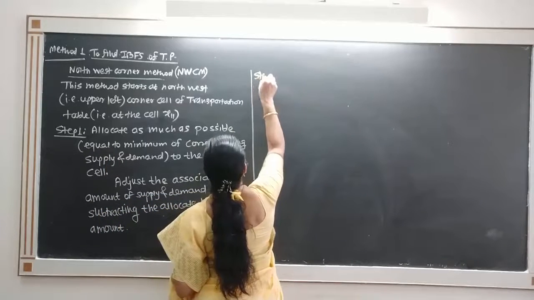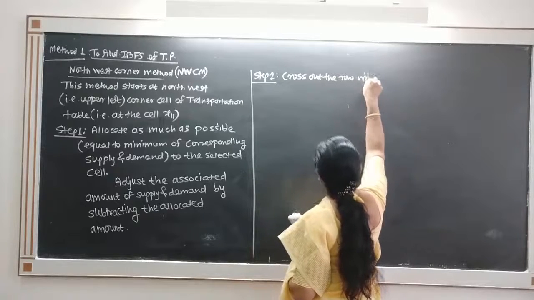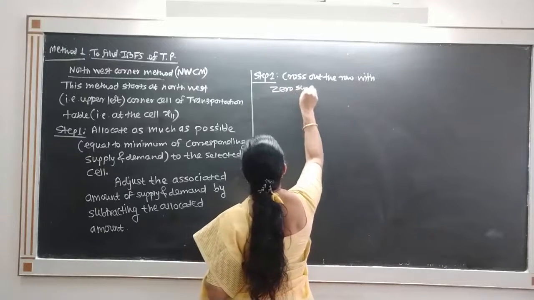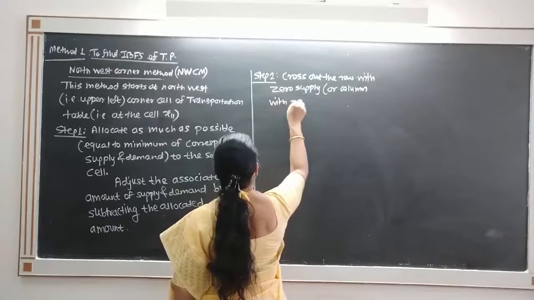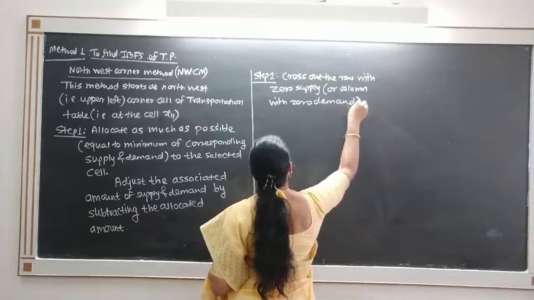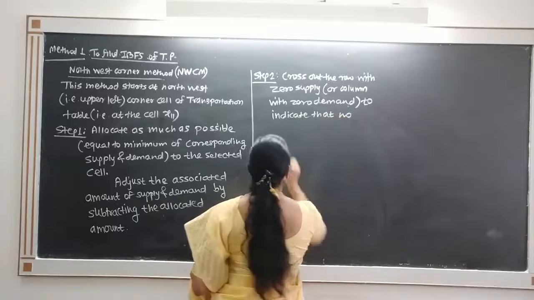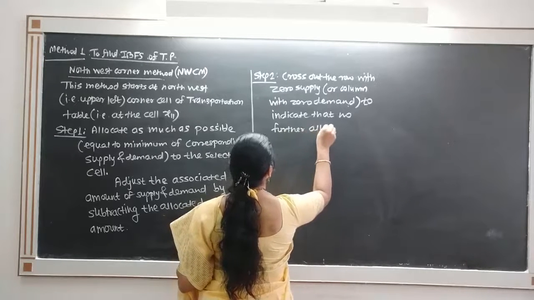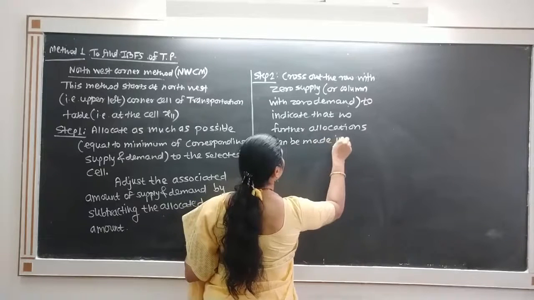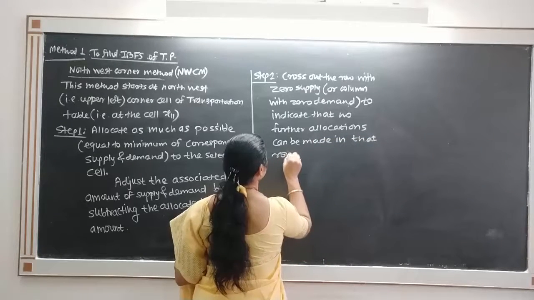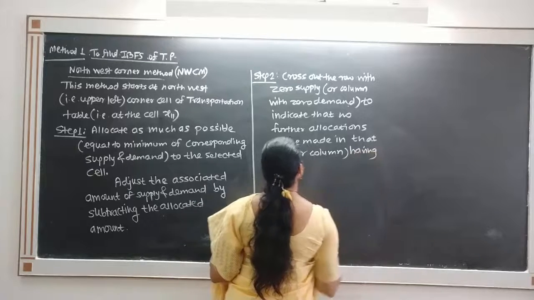In step 2, we cross out the row with zero supply or column with zero demand to indicate that no further allocations can be made in that row or column having zero supply or demand.